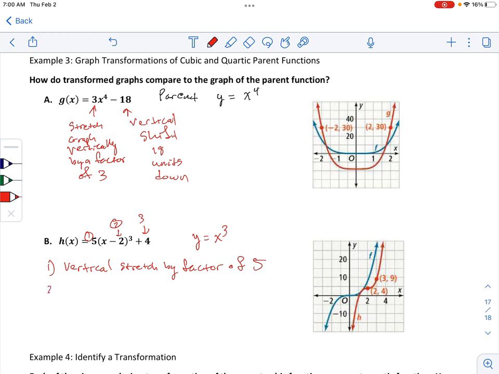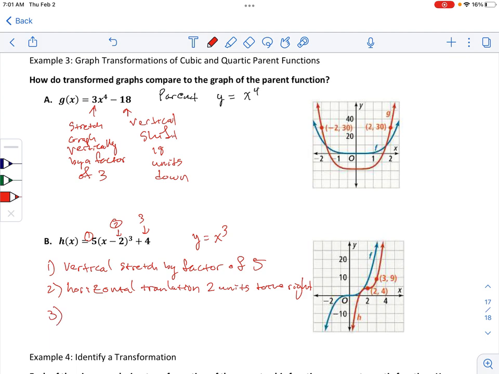Then the second thing is this minus 2. Now that's subtracting from the x before it's being cubed, so that means that's going to be a horizontal translation, and that is going to be 2 units to the right.